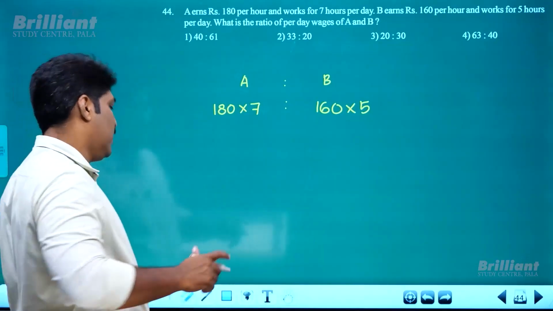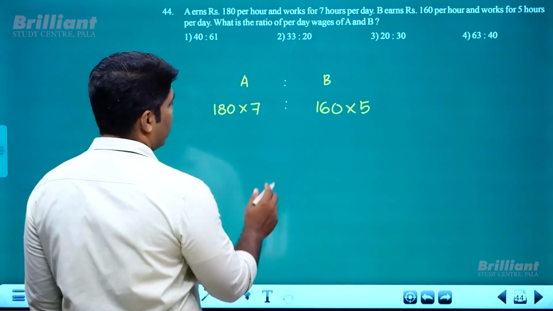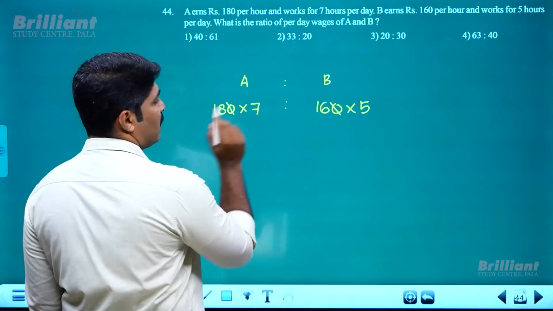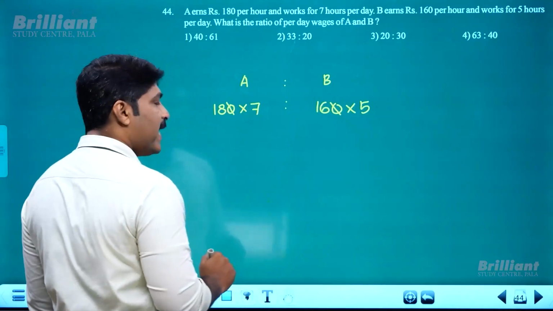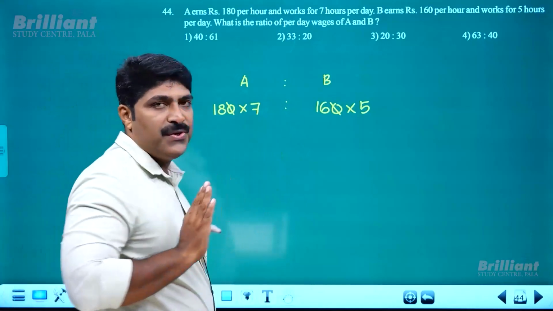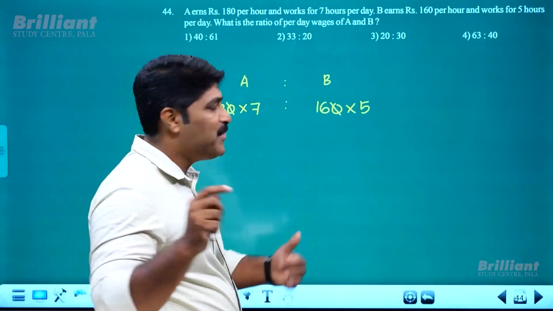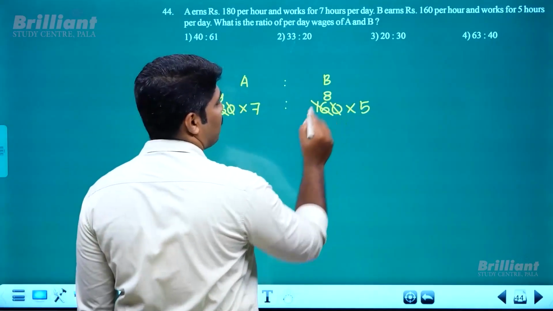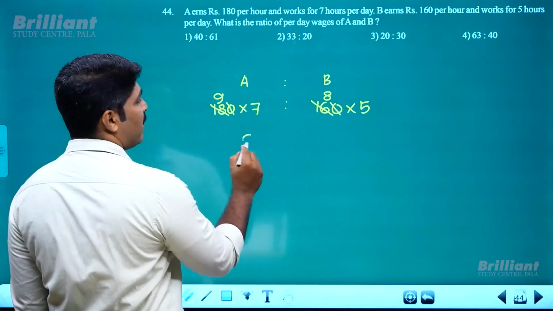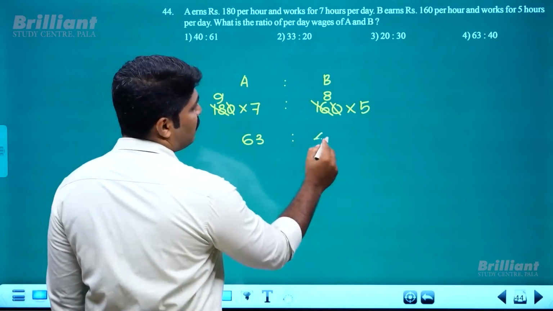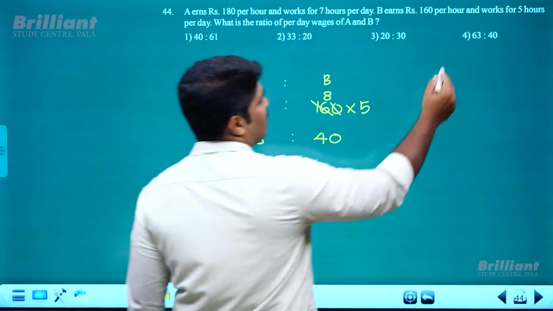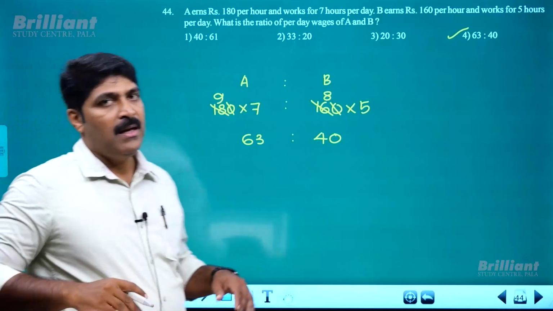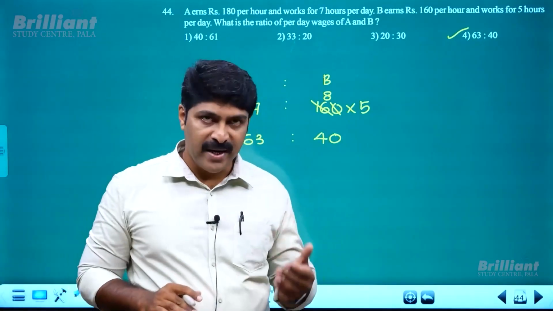Otherwise, if we do the operations, we can simplify the like values. This is 18 into 7. This is 16 into 5. Again, we know that 18 and 16 are multiples of 2. We just divide both values by 2. So this is 9 times 2, and this is 8 times 2. What do we get? 9 into 7 is 63, and 8 into 5 is 40. So we got the answer as 63 is to 40. Further simplification is not possible here. They don't have any common factor further.